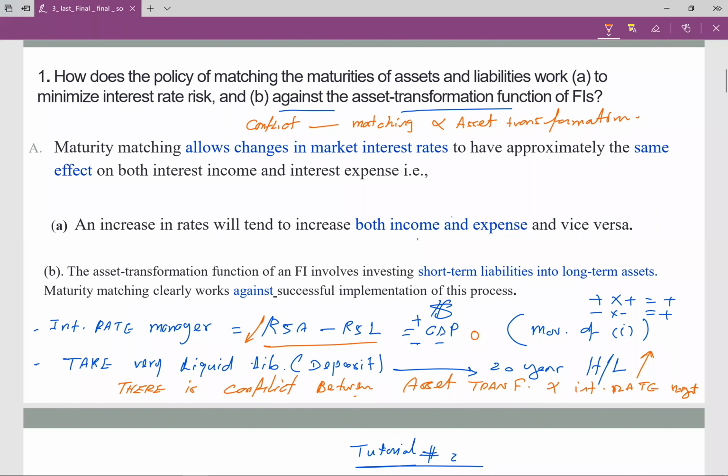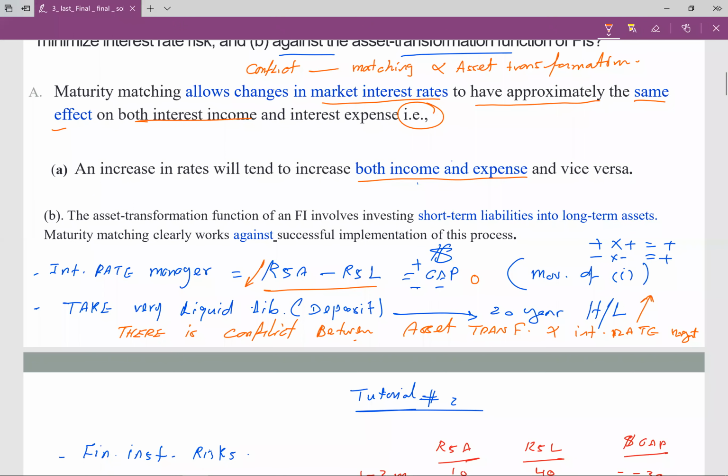So maturity matching allows changes in market interest rates to have approximately the same effect on both interest income and interest expenses. Fine. An increase in rates will tend to increase both income and expenses and vice versa. We understand that. We just want to know our exposure. If we are equally exposed, then it's okay. So asset transformation doesn't want the matching. They want the maturity to be very, very different. The asset transformation function of a financial institution involves investing short-term liabilities into long-term assets, right? Therefore, there is a conflict.